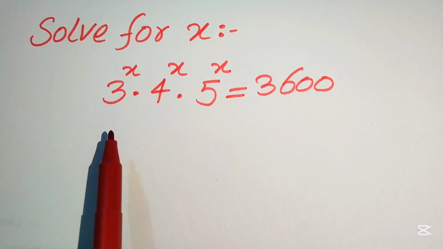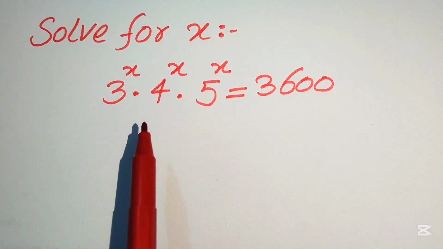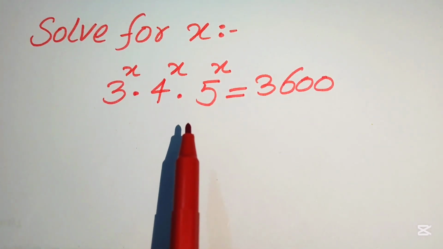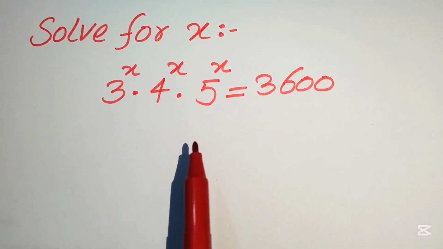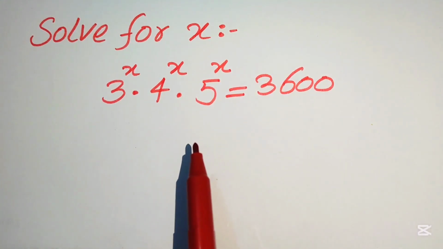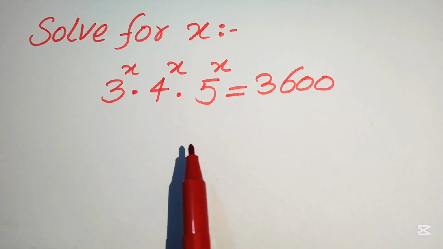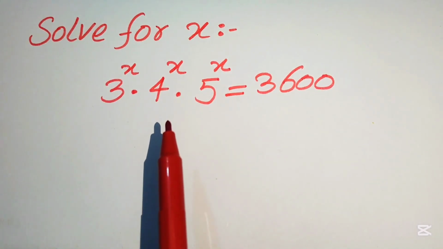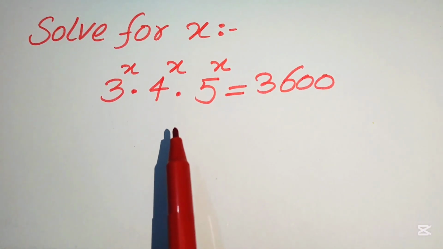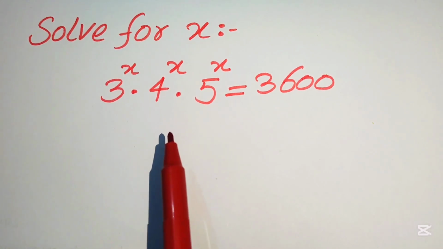So here we have 3 to the power of x into 4 to the power of x into 5 to the power of x equals 3600, and we solve this problem for the values of x. Okay, so here you see that on the left hand side we have 3 exponential functions multiplied by each other, and we solve this for the values of x. Here I can give you some quick tricks with which you easily get the value of x.